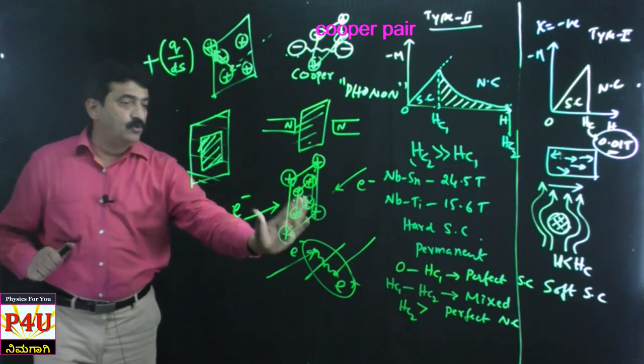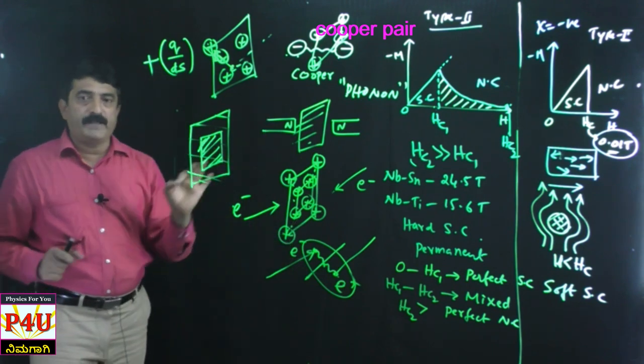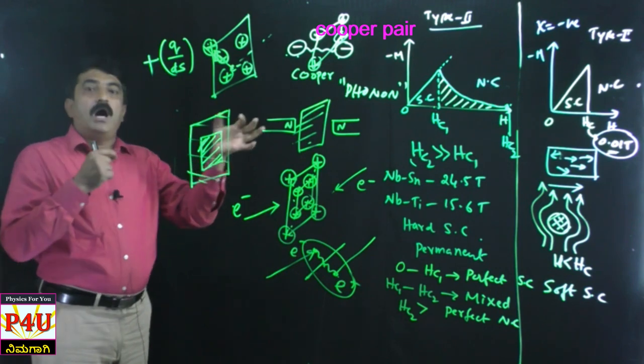Okay, coming back to this Cooper pair. So now you know what a Cooper pair is. It is a combination of two electrons. How is it formed?